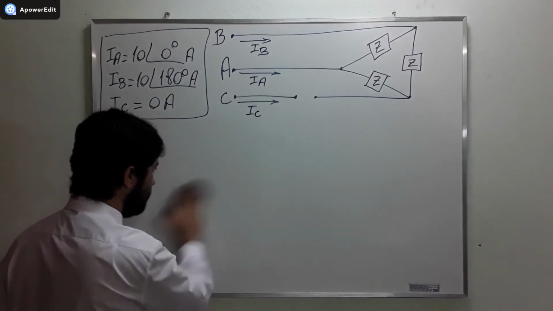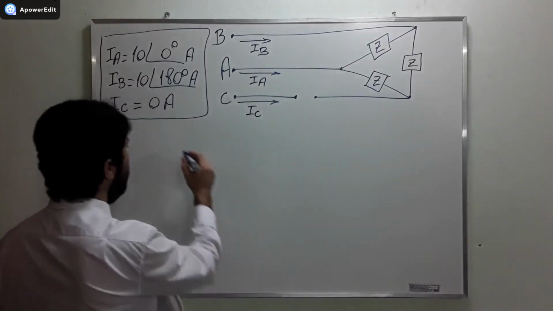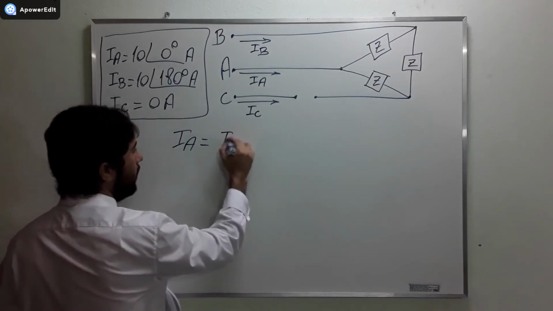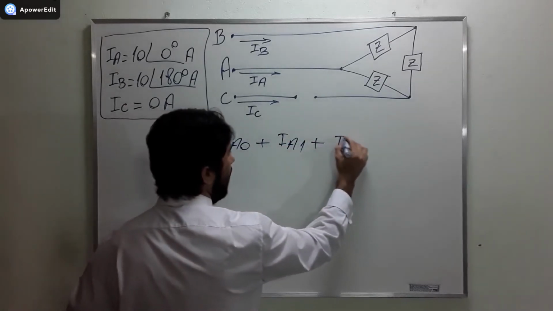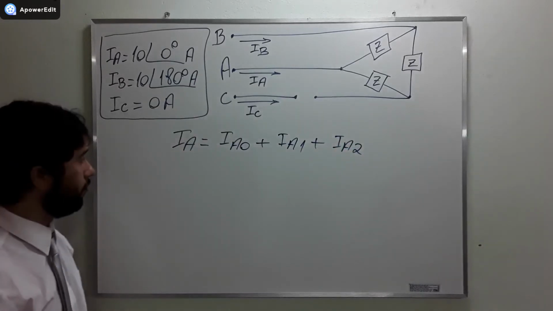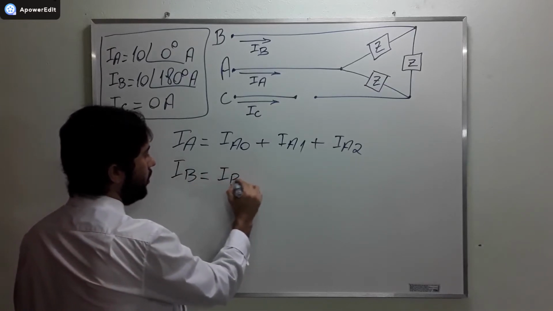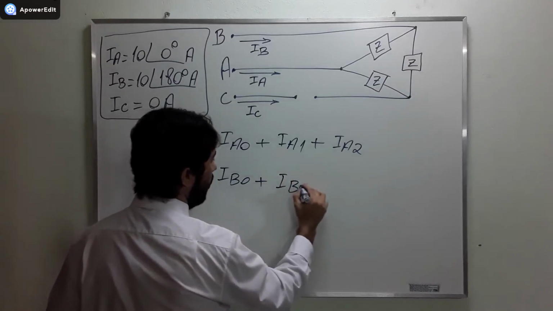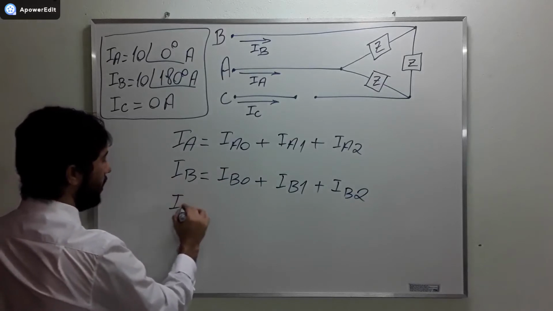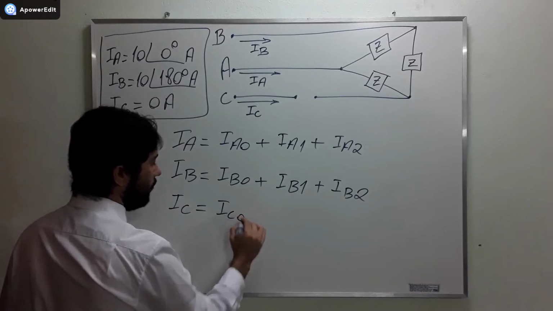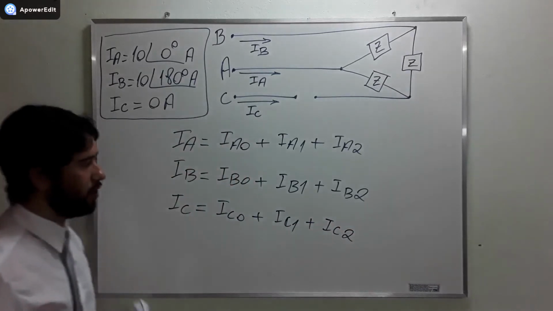The theorem says that we can decompose the line currents using the symmetrical components. So the current in line A is going to be IA of zero sequence plus IA of positive sequence plus IA of negative sequence. We're going to do the same for line B. The current in line B, IB, is going to be equal to IB of zero sequence plus IB of positive sequence plus IB of negative sequence. And in line C, the current in line C is going to be IC of zero sequence plus IC of positive sequence plus IC of negative sequence.